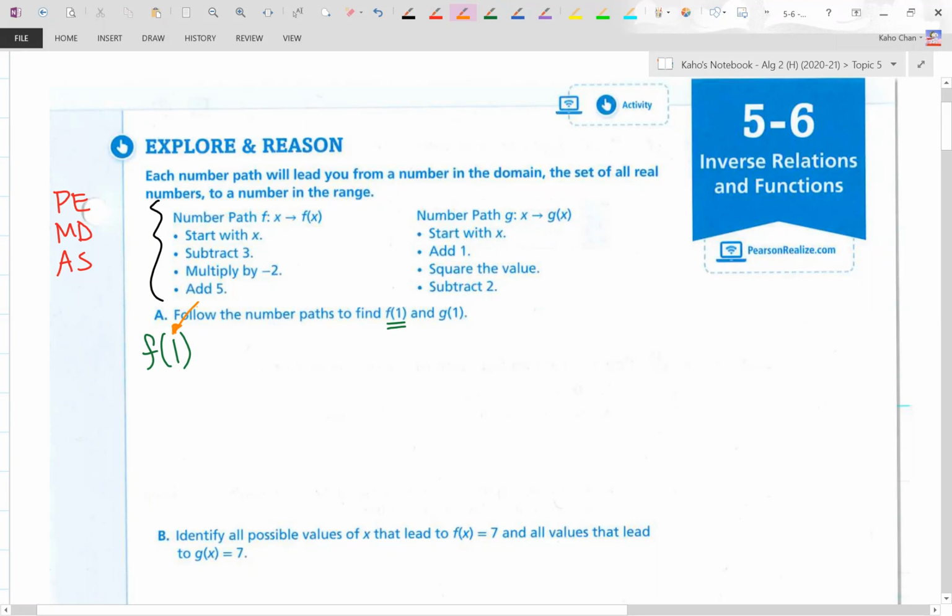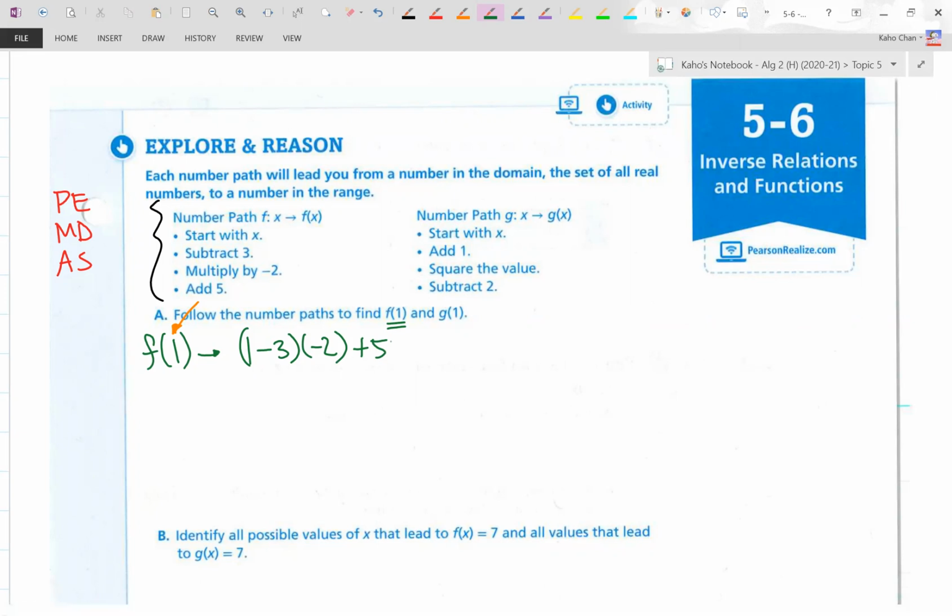Start with the number x. In our case, x is 1. Next step, subtract 3. Then multiply by -2. Notice I parenthesized the 1 minus 3 to force it to be done first. Next, I'm going to multiply by -2. And then finally, it says add 5. So I'm writing it out to show the order of operations is important.